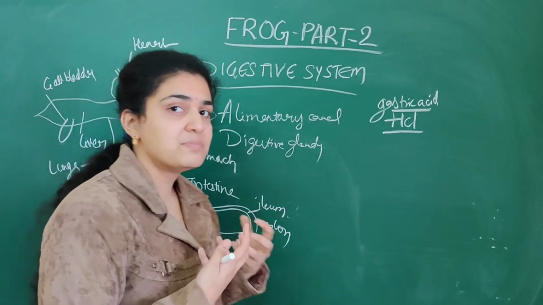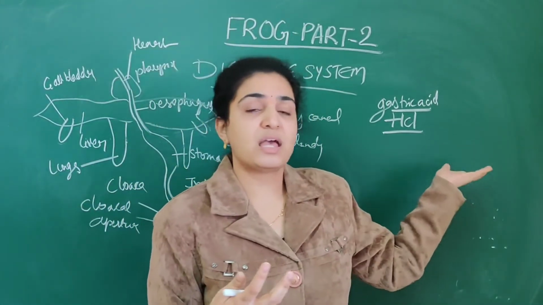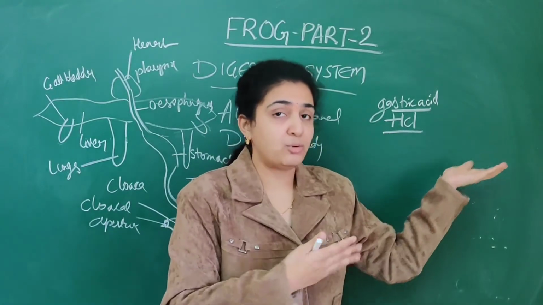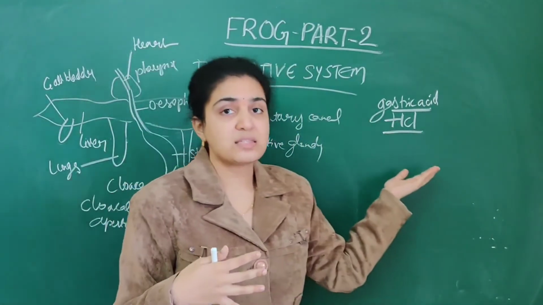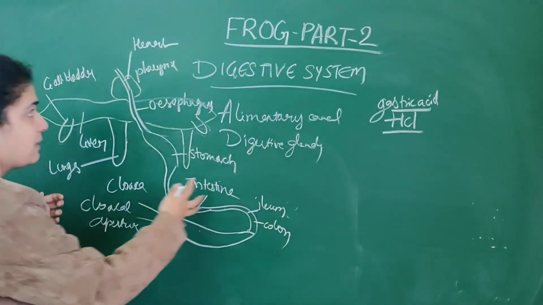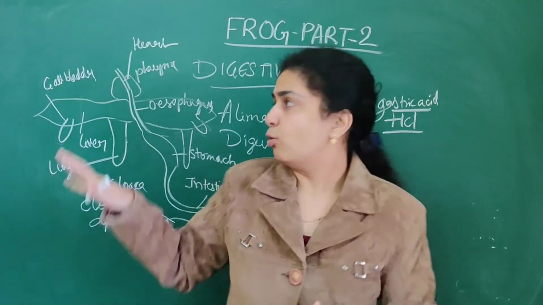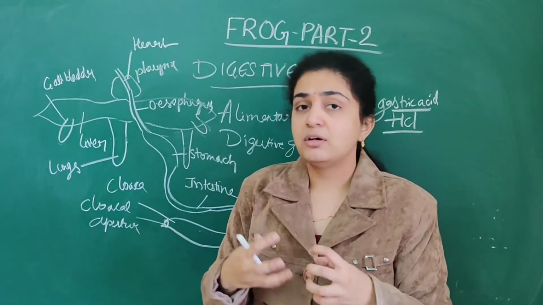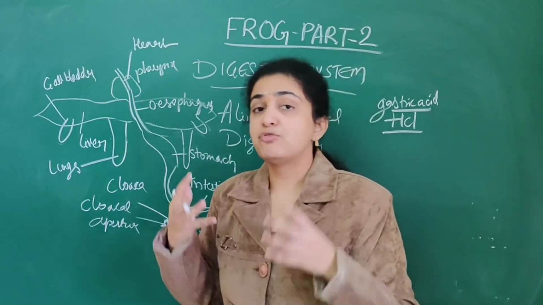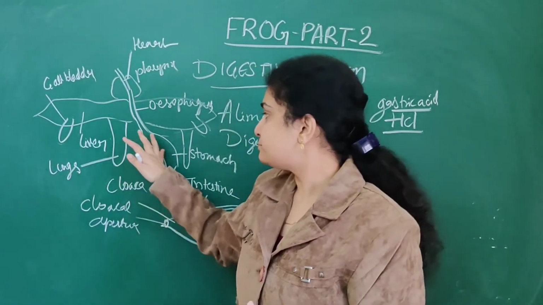What are the digestive enzymes present, which play an important role in digestion? It is an important NEET question. They are gastric acid as well as HCl. Next, the food enters normally from the mouth into the pharynx, then into the esophagus. Finally, the partially digested food, called chyme, enters into the stomach.